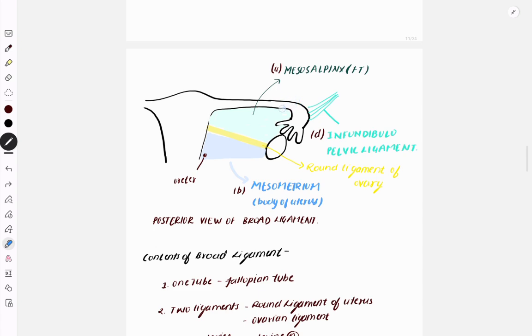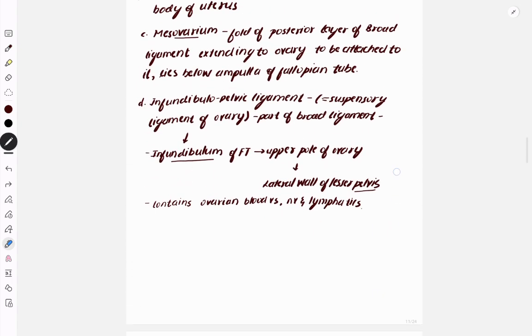So the posterior layer of the broad ligament, which starts from below the ampulla of the fallopian tube and extends towards the ovary, is called as the meso-ovarium. There are three parts of fallopian tube: infundibulum, ampulla as well as isthmus. So the part of broad ligament which is posterior layer of broad ligament extending towards the ovary as well as attaching to the ovary is called as the meso-ovarium.